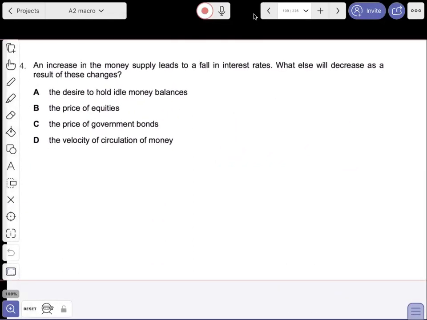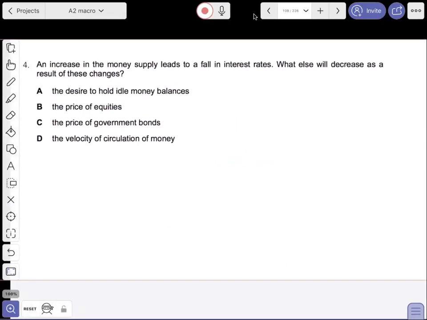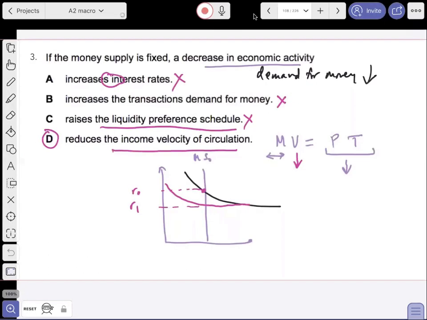An increase in the money supply leads to... how do we know we have to assume the Keynesian view? I didn't assume the Keynesian view. I assumed, yeah, you're right, that's a good question. How do we assume? I assume basically my economic rationale.